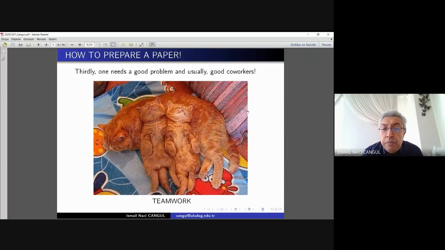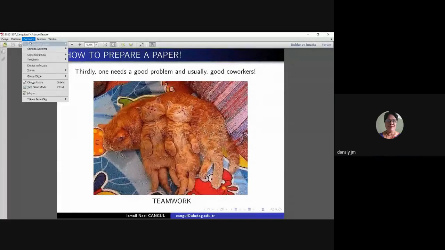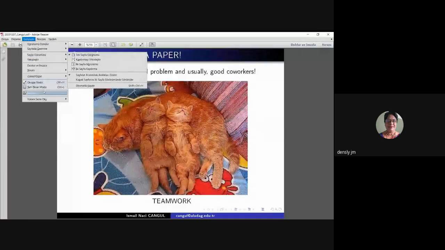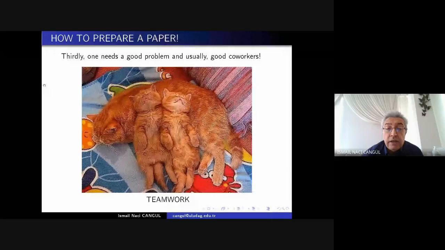Thirdly, one needs a good problem. And usually, if you are not working alone, you need good co-workers. These co-workers are sometimes students, sometimes your department colleagues, or sometimes international co-workers. Doesn't matter. All of them are good. If you are alone, only one mind works. But if you have a team of co-workers, then it's good for you. So teamwork is very important, okay?